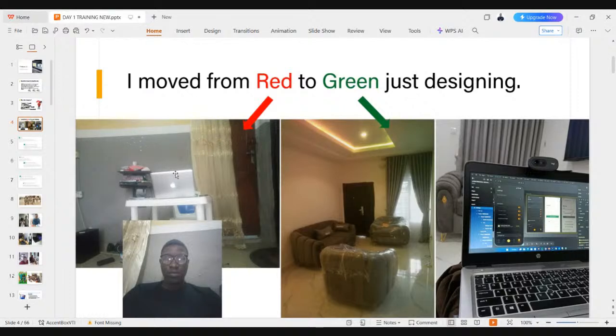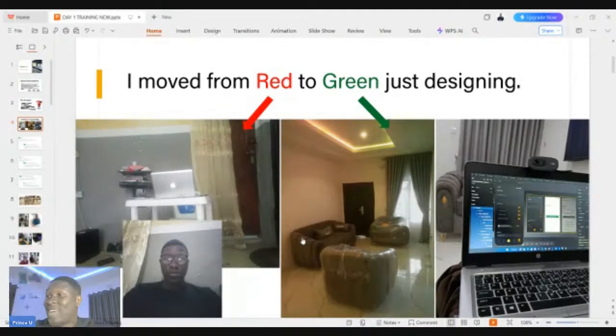The place where I learned UI/UX design, I couldn't even snap it because of where I was staying, living in one of those face-me-I-face-you houses. When I learned UI/UX, I couldn't take pictures because I was so shy of that house. I didn't even allow people to visit me.